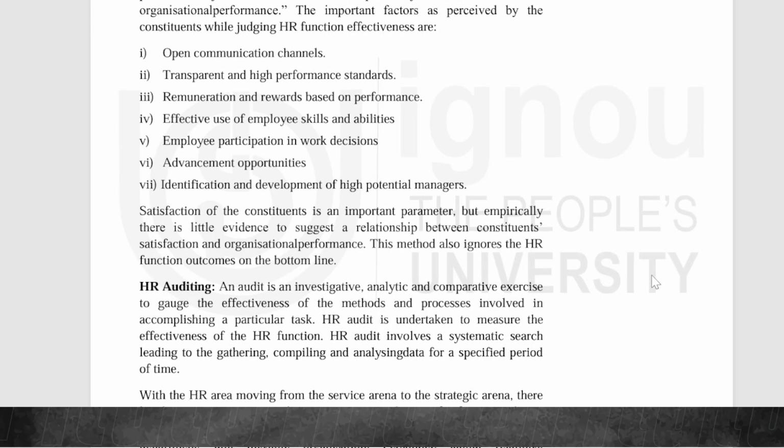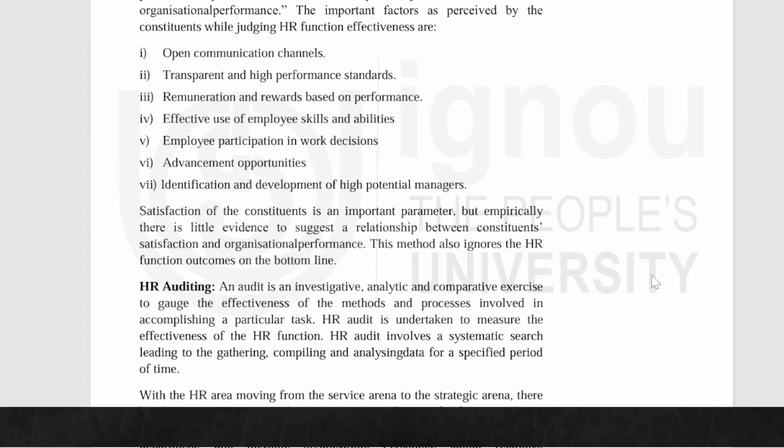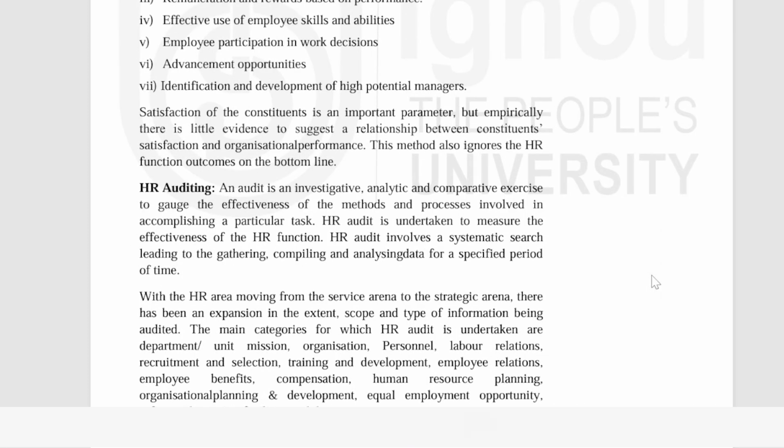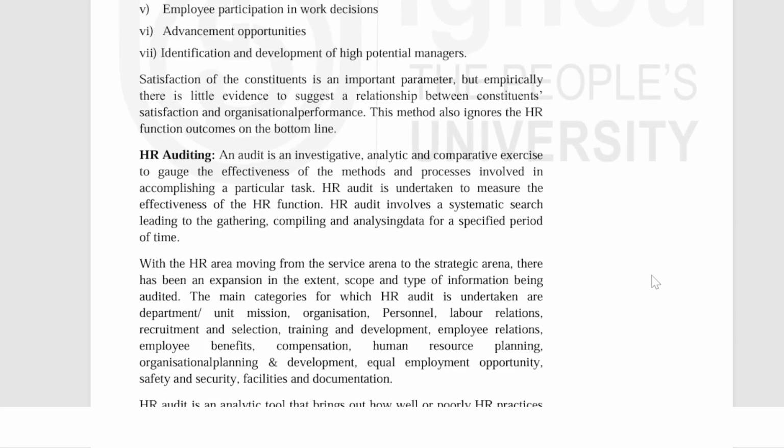transparent high performance standards, remuneration and reward based on performance, effective use of employee skills and abilities, employee participation in work decisions, advancement opportunities, identification and development of high potential managers. Satisfaction of the constituent is an important parameter, but empirically there is little evidence to suggest a relationship between constituents' satisfaction and organizational performance.